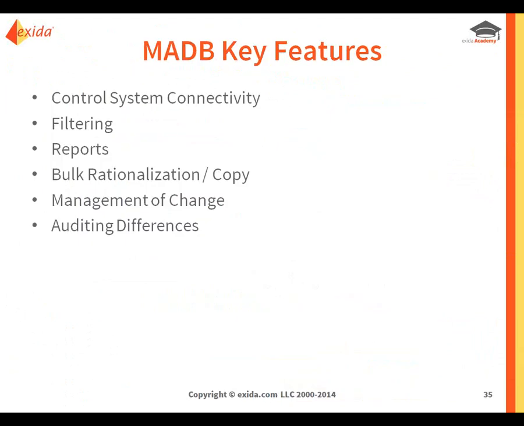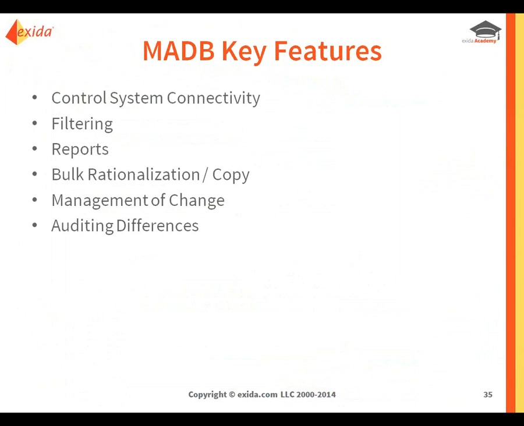So now let's shift gears and talk about maybe some of the other key features that would go into a master alarm database to make it as effective as possible. And we'll talk about connecting to the control system. We'll talk about filtering the database depending upon the size. We'll talk about extracting the information from the control system in reports, and copying alarm information from one alarm to another, bulk rationalization.